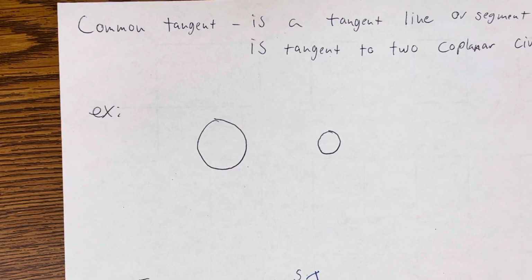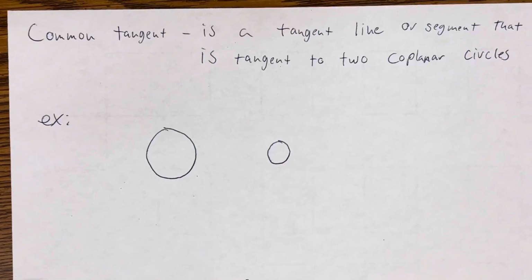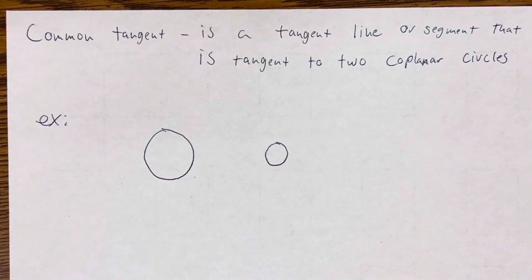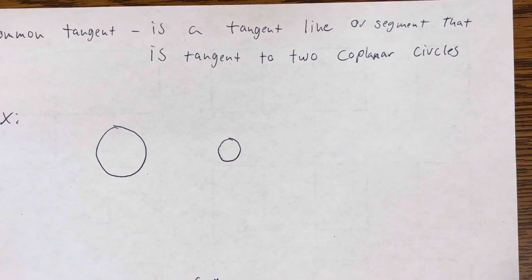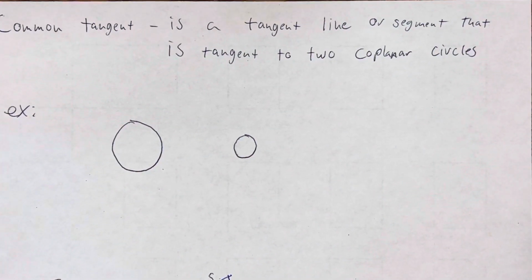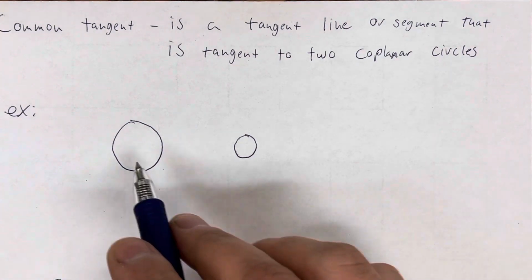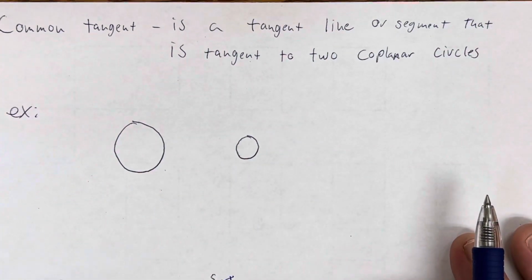Goal for today is just to go over a couple example problems and one definition. The one definition is a common tangent. And a common tangent is a tangent line or segment that is tangent to two coplanar circles. So for these two circles, a common tangent would be tangent to both of them.